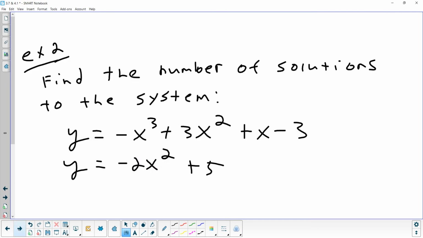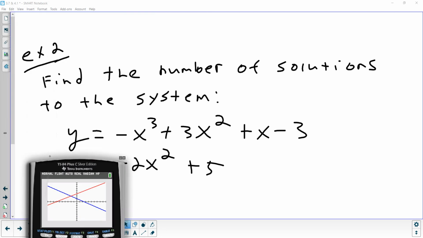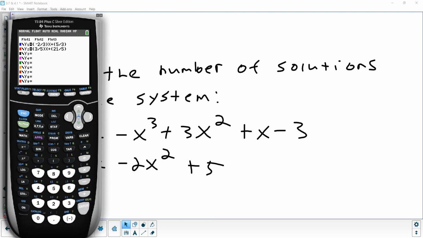All right, this one is not asking you to find the solutions, so let's not waste time finding them, just how many there are. Right? So let's type this in and see what we get.